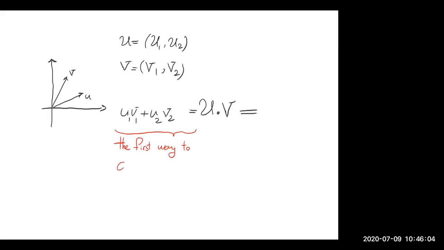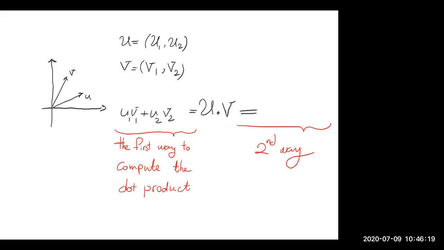To compute the dot product, there is a second way to do that. What is the second way? It says the inner product of u and v is equal to the length of u times the length of v times cosine of theta, where theta is the angle between u and v.